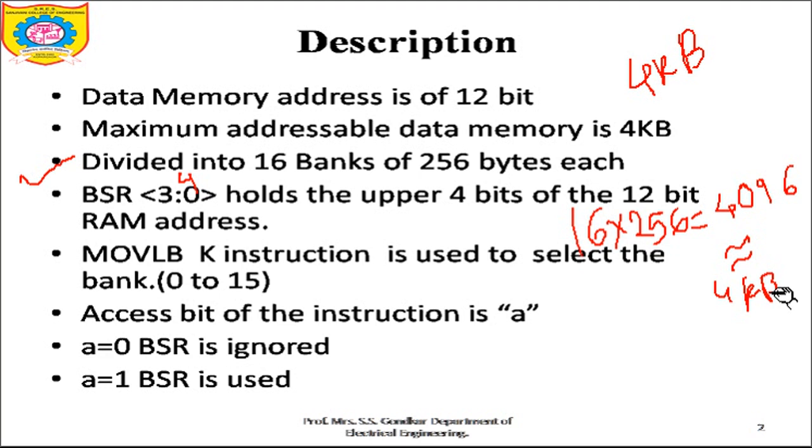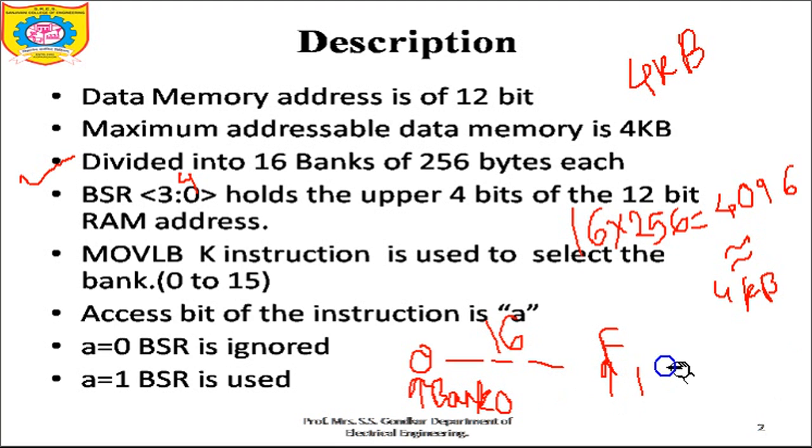It means they are organized from 0 to F, 16 banks. So 0, 1, 2, 3 and so on. Then after 9 we have A, B, C, D, E, and then we have F. From 0 we have up to bank F. These are 16 banks in number, whereas this 0 is nothing but bank 0, and this is nothing but bank number 15. Why 15? Because we started with bank number 0, so from 0 to 15 it is 16.